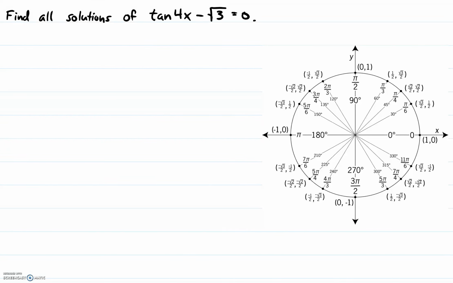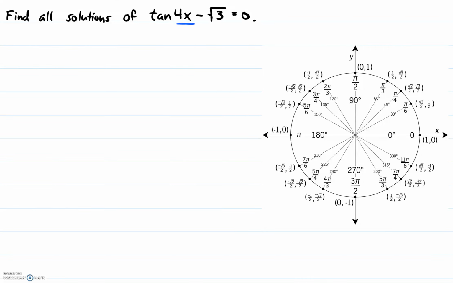In this video, we're going to talk about how to find all the solutions of the trig equation tangent of 4x minus the square root of 3 is equal to 0. This problem presents something interesting because we have a number being multiplied by the x, and this time we have 4x, or in another problem maybe 4 theta or something like that. So that's an interesting challenge.